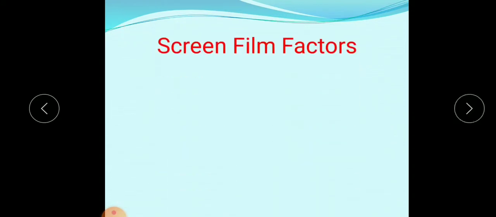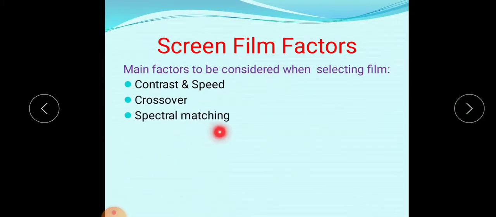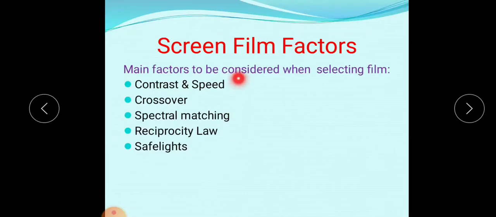Now we are going to see about screen film factors. What are the main factors to be considered while selecting the film? First is the contrast and speed, then crossover, spectral matching, reciprocity law, and safelights. These are the factors to be considered while selecting films.